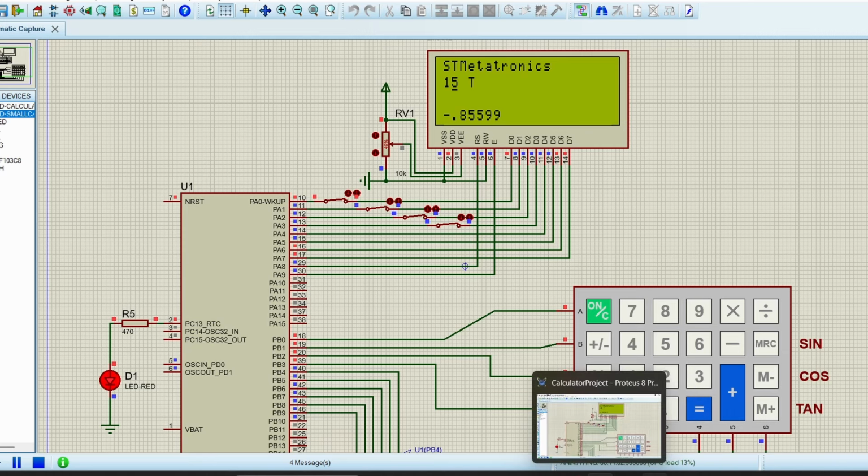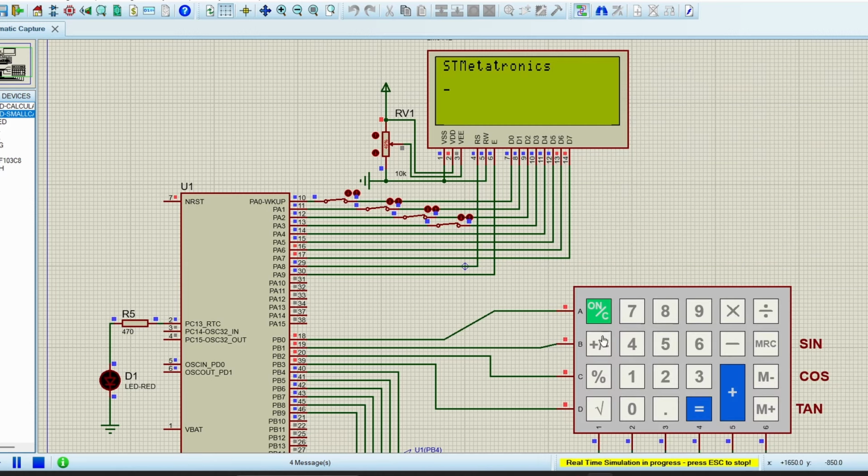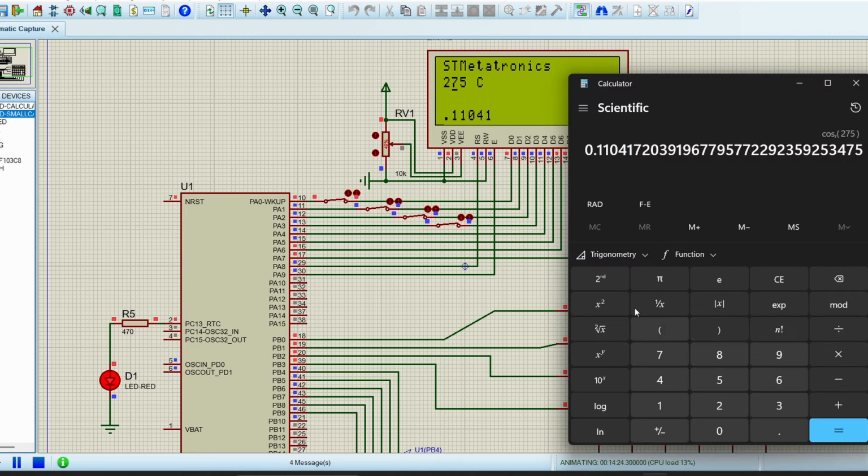Then we should enter 275, and cos of 275 should give 0.11041. We do cos of 275, and we are getting 0.11041. So our sin, cos, tan functionality works correctly whenever we enter a number less than 360. In this way, our advanced calculator functionality has been implemented.